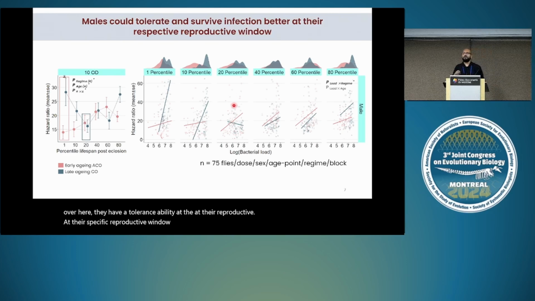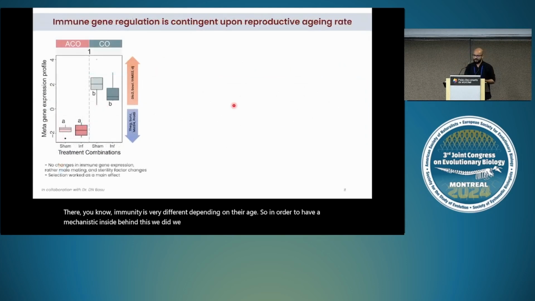So we really got curious about this male data, where we actually found out that their immunity is very different depending on their age. So in order to have a mechanistic insight behind this, we did some transcriptomics. Now, with the transcriptomics data, we did some network analysis to find if the differential gene expression correlates with the observed phenotypic changes.